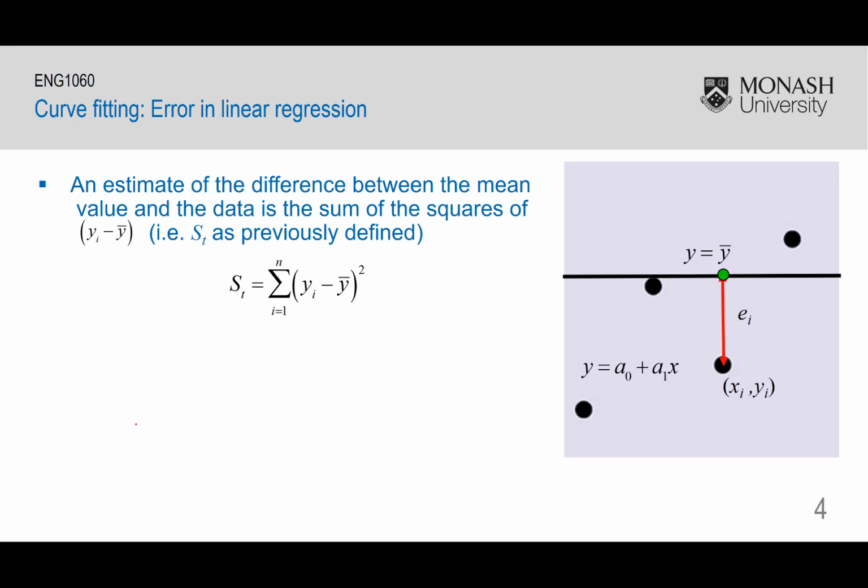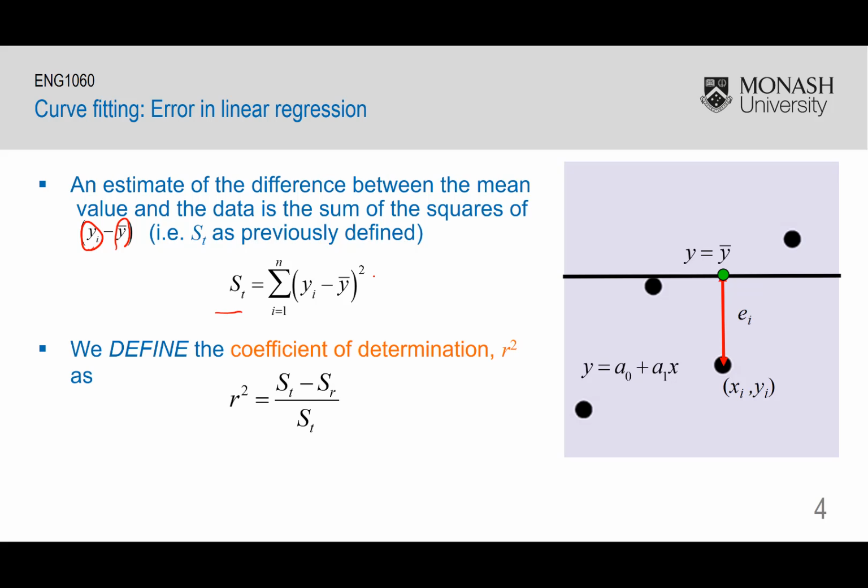We can do a similar thing now, except instead of using the straight line fit, use the mean value. So we can define the difference between the mean value, which is y bar, and each of the data points, y_i, and square them, then sum them up to define this quantity which we're going to call S_T. So S_T is the sum from i equals 1 to n of (y_i minus y bar) squared. This is looking very similar to the variance. We just need to divide this by n minus 1 to get the variance.